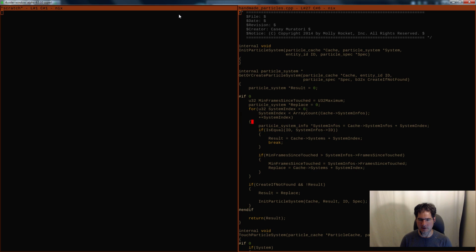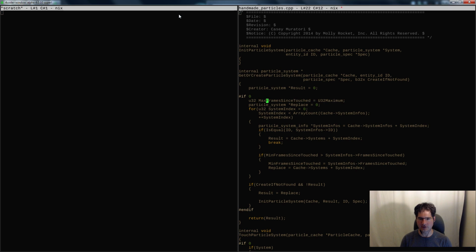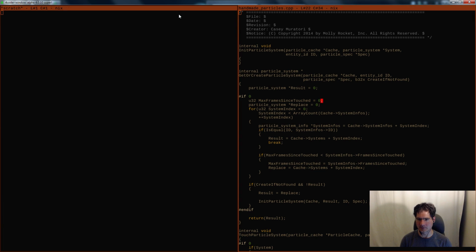Yes, you're correct, because min frame since touched, I actually want the oldest. Right. And that makes it so I still wouldn't have needed U32 maximum. Yeah, I agree with that, because if it goes up every time, then I want the one that's been around the longest.